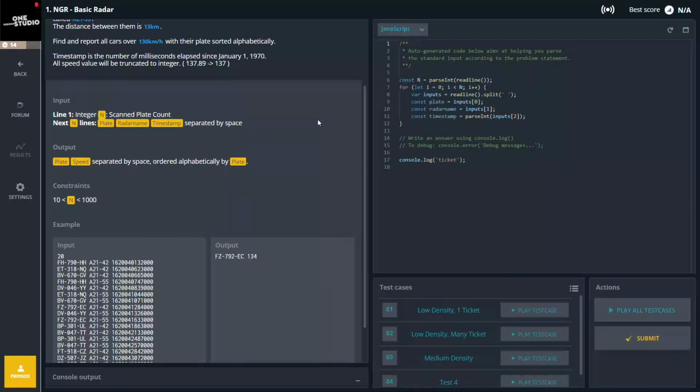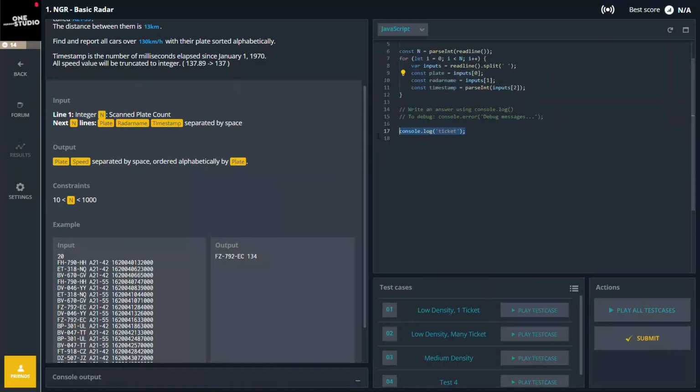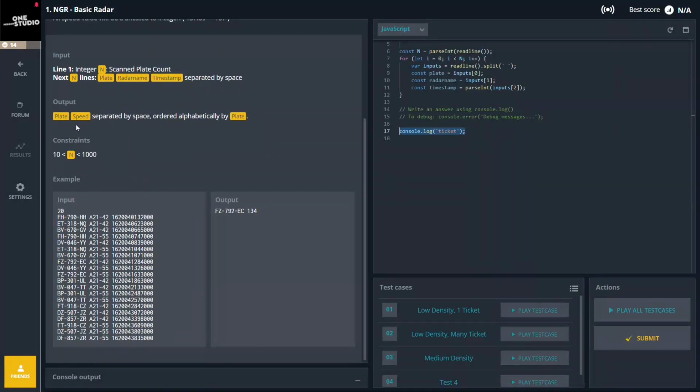So the first line is the scan plate count. The for loop after that is plate, radar name, timestamp, separated by space, which is right here. For the output, it is plate speed separated by space, ordered alphabetically by plate.